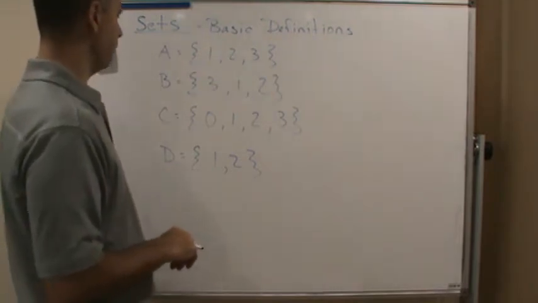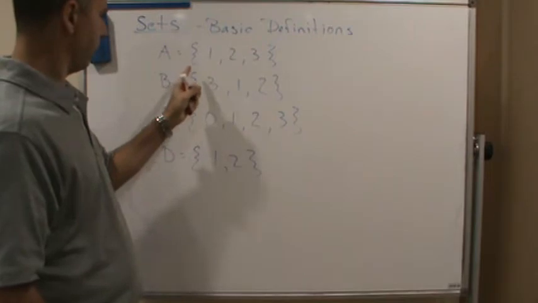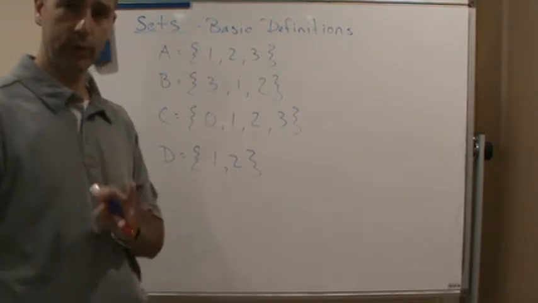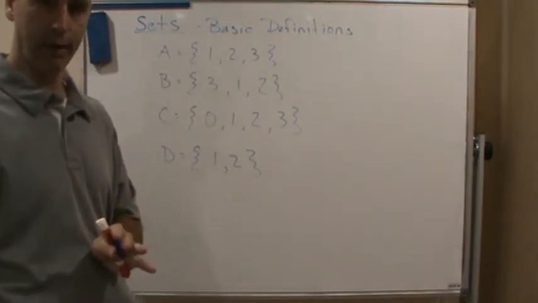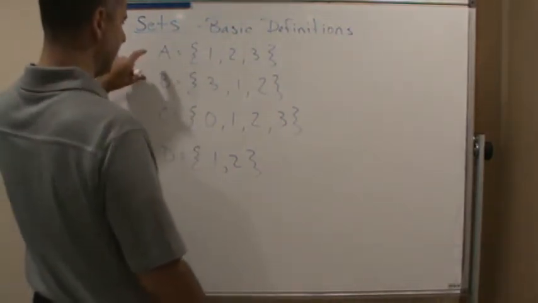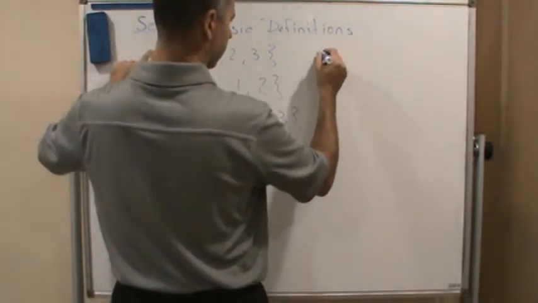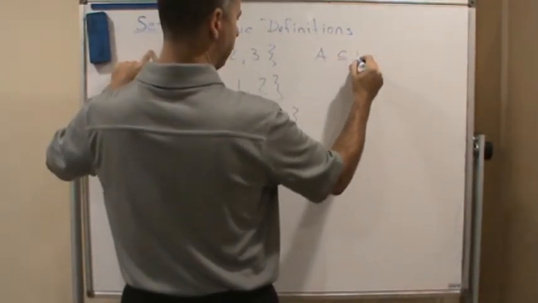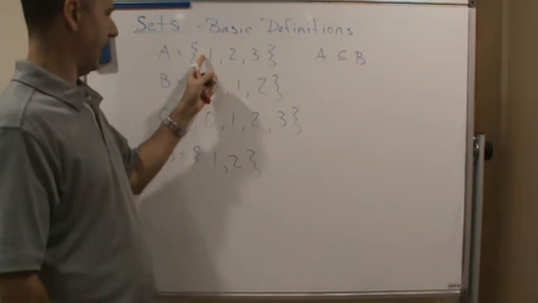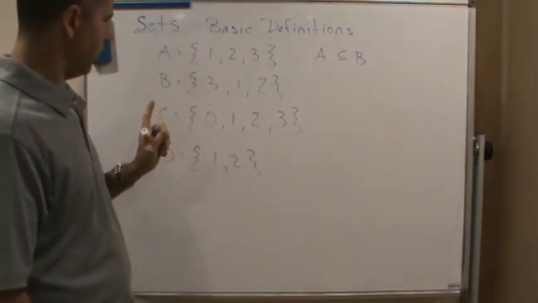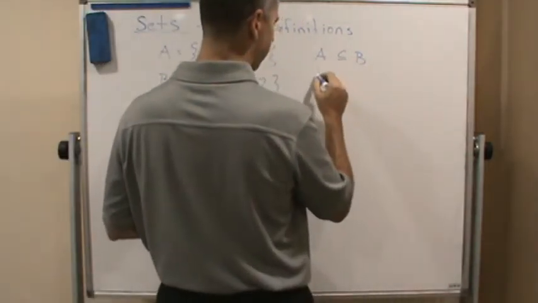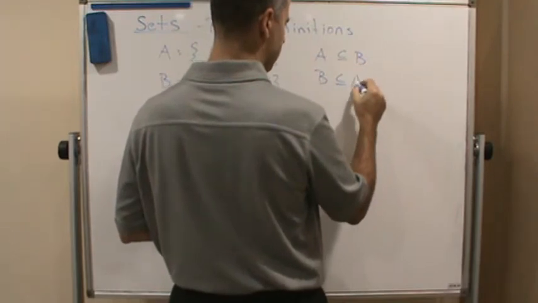In this case, notice that A and B have the same elements in there. They're not in the same order, but remember, when we talk about sets, we don't care about the order. Order doesn't matter. We're just talking about what's in the set. So we would say that in this case, A is a subset of B, right? Because all the elements in A are contained in B. But also, all the elements in B are contained in A. So B is also a subset of A.